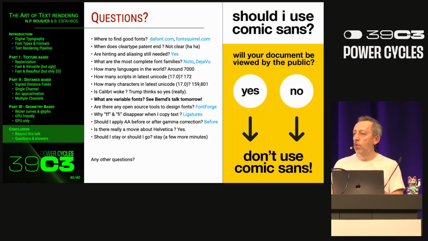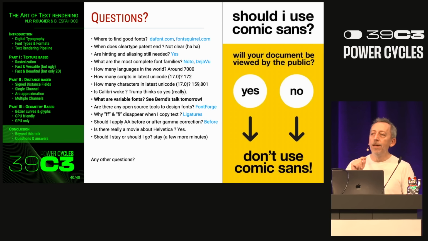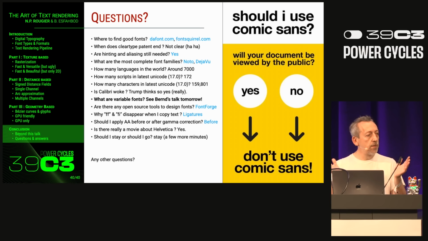So I prepared my own questions. If you have other questions, maybe one thing I didn't talk about at all is variable fonts, because there is a talk tomorrow afternoon by Bern, and variable fonts are just a nightmare. Nightmare because now, instead of having a static glyph, you have to adapt at every frame. The Congress has a nice logo with a lot of nice effects, and when you animate this, it means you have to recompute everything every time.